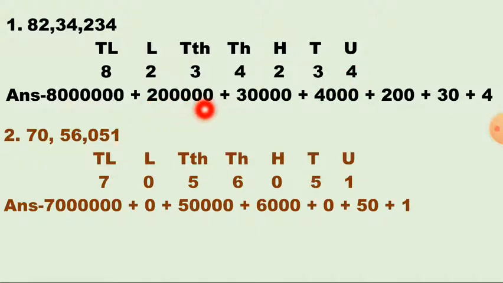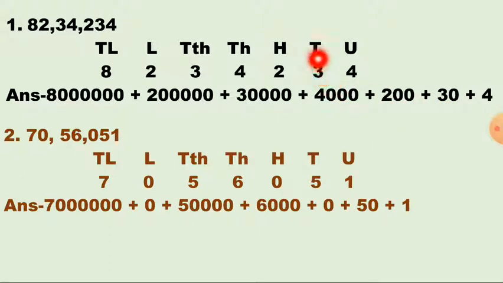So it will become 2 lakh plus 3 is at 10,000 place, so it will be 30,000. After writing 3, how many place values are left? 4. So we will write here 4 zeros, so 30,000 plus 4,000. 4 is at 1000 place, so we wrote 4, and how many place values are left? 3. So we will add 3 zeros to 4. So it will become 4,000 plus 200. 2 is at 100 place. After writing 2, how many place values are left? 2 place values, so we will write 2 zeros. So it will become 200 plus 30.